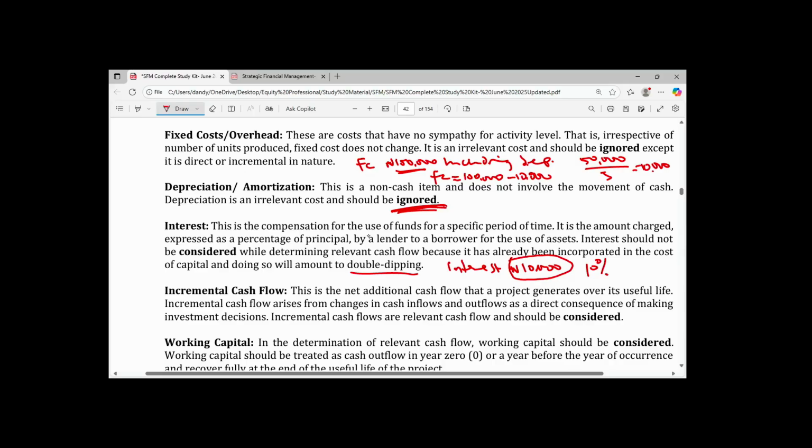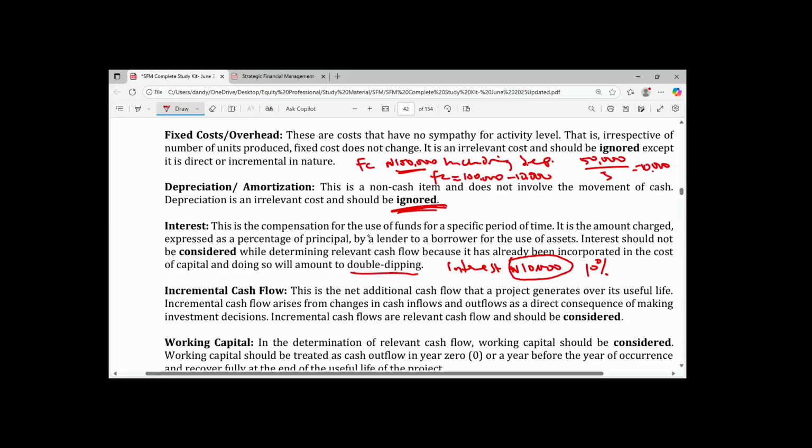Why is it that you don't include interest? The reason being that when we calculated cost of capital, we used interest, isn't it? When we calculated WACC, we calculated cost of equity, cost of preference share, and the cost of debt. When we were calculating that cost of debt, we included interest to get our WACC. So because the cost of capital you are going to use to discount the cash flow already included interest, if you now consider the element of interest, that means you are treating interest twice.